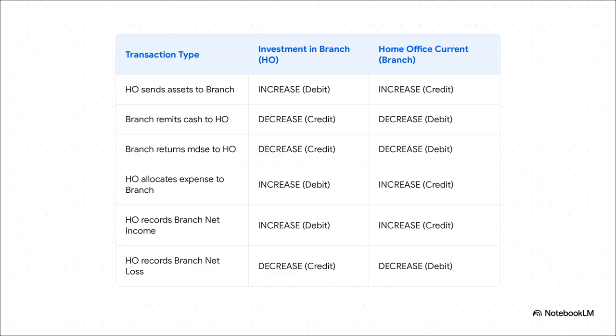But notice the beautiful, simple pattern. An increase for the home office is always a debit, which is mirrored by an increase for the branch, a credit. A decrease for the home office is a credit, mirrored by a decrease for the branch, a debit. This table isn't about memorizing. It's about seeing the reciprocity mirror in one clean summary.